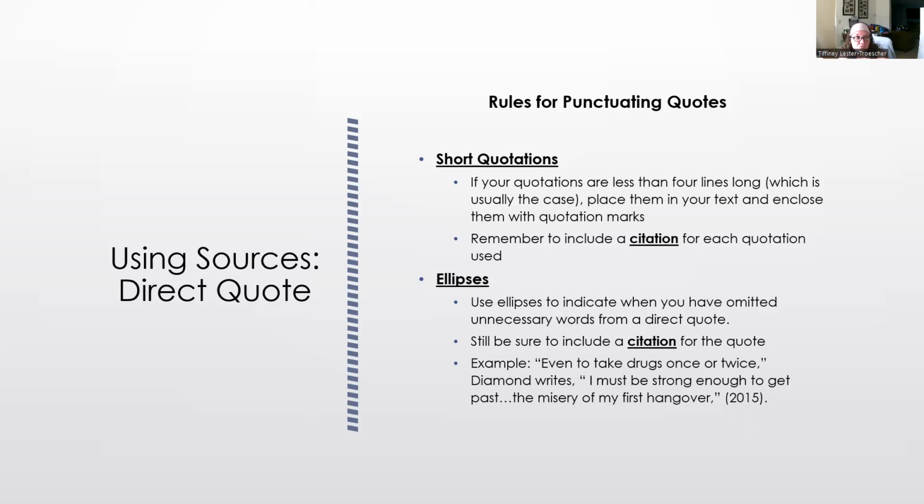Use ellipses if, say, the beginning of a sentence is worth quoting, but not the middle, and then you want something at the end of it too. So, for example: even to take drugs once or twice, Diamond writes, I must be strong enough to get past... the misery of my first hangover. Whatever happened in between, where these ellipses are, wasn't relevant to the point we wanted to make, so we just left it out. As long as it doesn't change the meaning of what the author was saying in that sentence or passage, you can do this. Quote what's needed. Leave out the rest. Still provide the citation.